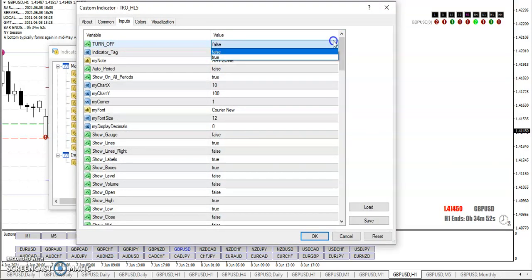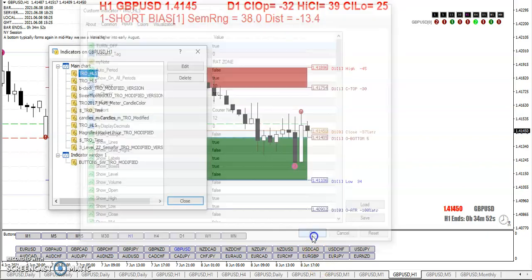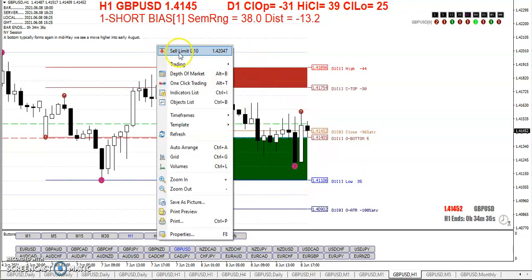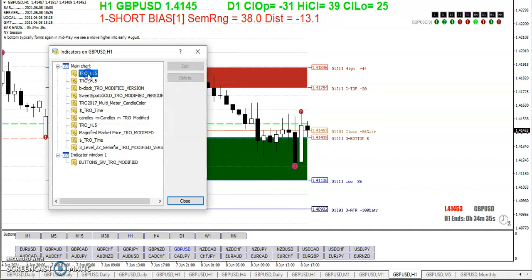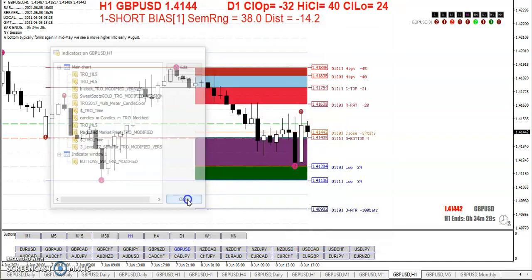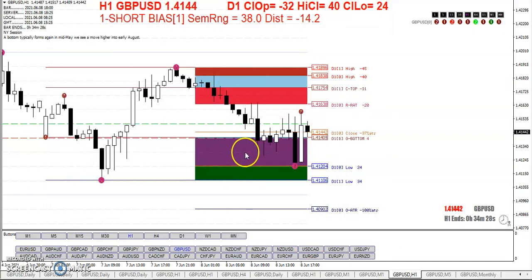So here, if we turn off the rat zone, you can see we've got the wick zone from yesterday, the high, the candle top, the candle bottom, and the low. So it's showing the wick zone. And then if you overlay the rat zone, you can see how today they're almost a perfect overlay.